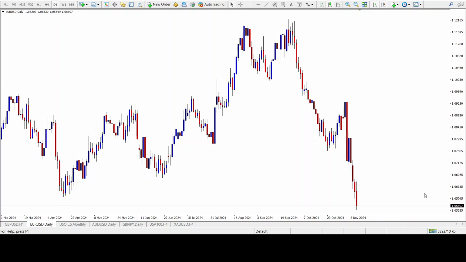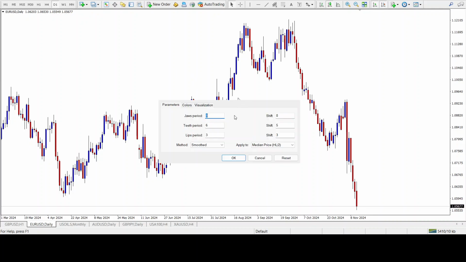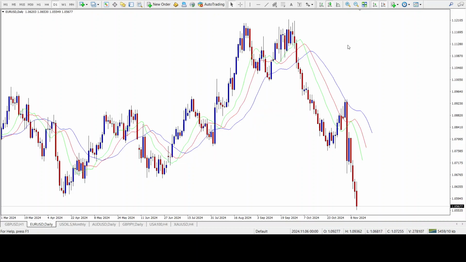In this video, we are going to be looking at a trend following indicator, which is specifically the alligator indicator. All right, so we are going to be looking at a strategy that makes use of the Williams alligator indicator. Okay, so let's just add the indicator to the chart, and here we go. This is the alligator indicator. We're just going to be using the default settings.